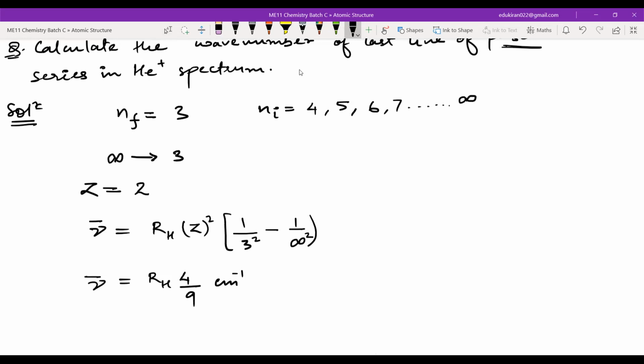You just have to multiply the value 109677 and you will get the answer. This is very important. Most of the students make a mistake here. You have to look at what ion or atom is there. You can have any atom which has only one electron. So you can have hydrogen, helium positive, lithium 2 positive, beryllium 3 positive, and so on. You can have any atom, but there will be only one electron. But that doesn't matter to you. What matters is the atomic number.